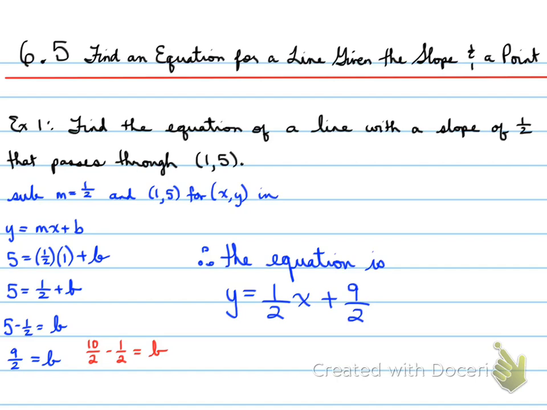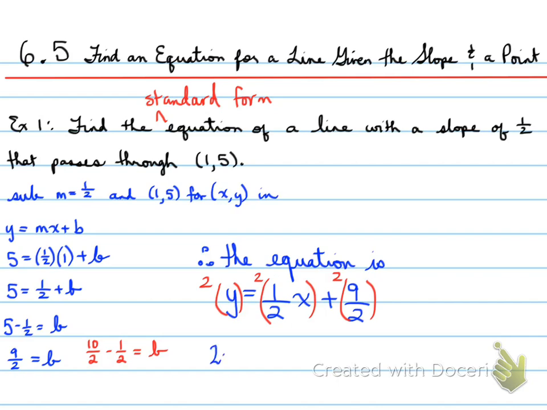Now, let's say the question was to find the standard form. So I'm changing this question to say: find the standard form equation. Well, folks, in order to put it in standard form, we need to change this y equals mx plus b to standard form. Let's do that. Step 1 is to multiply each and every single term by the lowest common denominator. The common denominator here is 2. So we're going to multiply everything by 2.